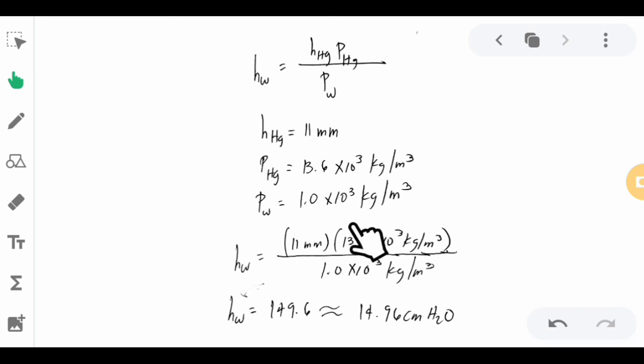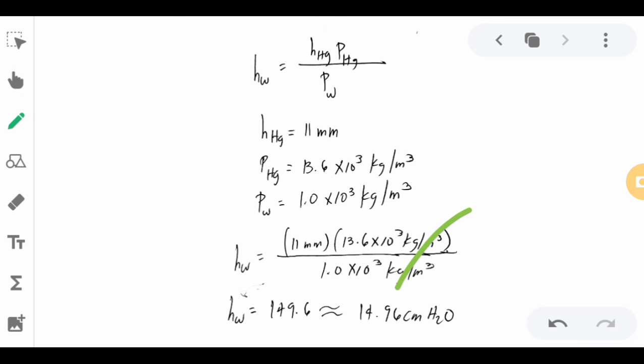And then substitution, here is the formula, and you just have to substitute. The h_W is equals to the h_Hg, which is 11 millimeter, and then the ρ_Hg is equivalent to the 13.6 times 10 raised to 3 kilogram per cubic meter. Then the ρ_W, or density of water, that is constant, 10 raised to 3 or just 1.0 times 10 raised to 3 kilogram per cubic meter. And then we can cancel out the units here. We can cancel that, cancel.